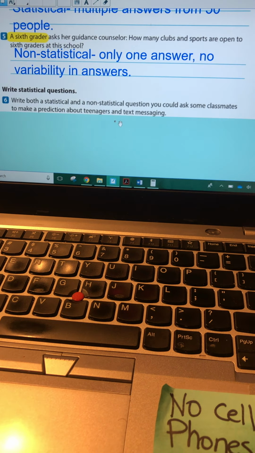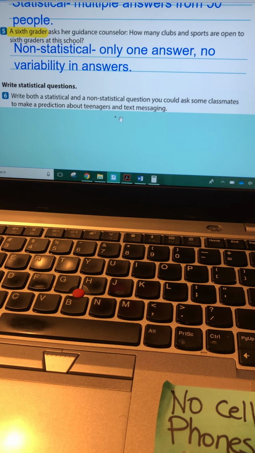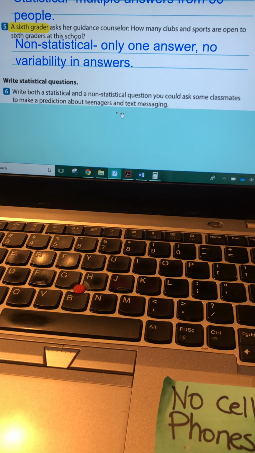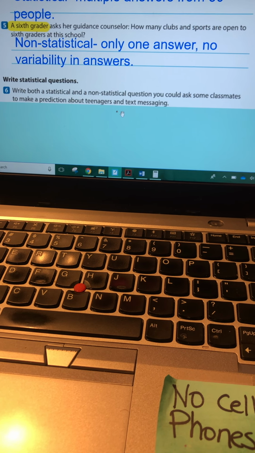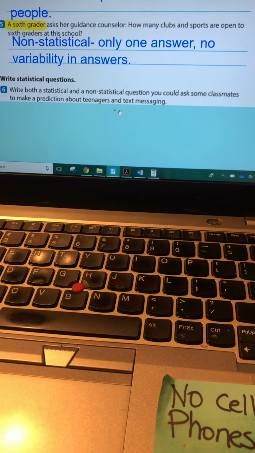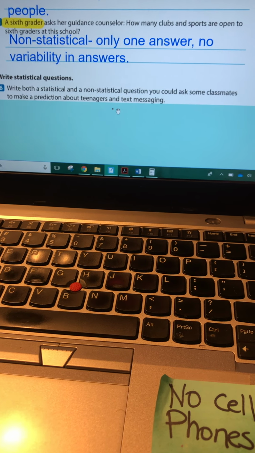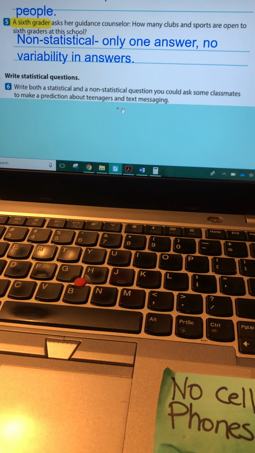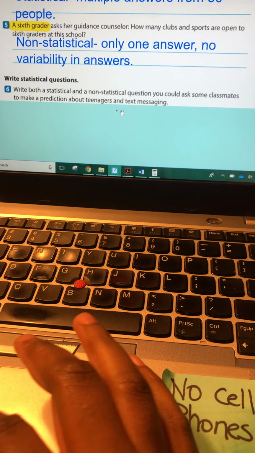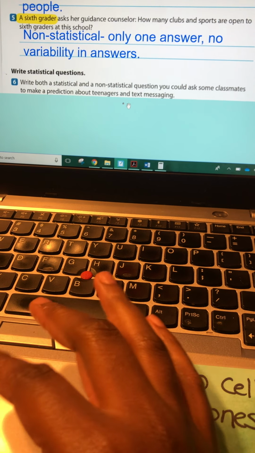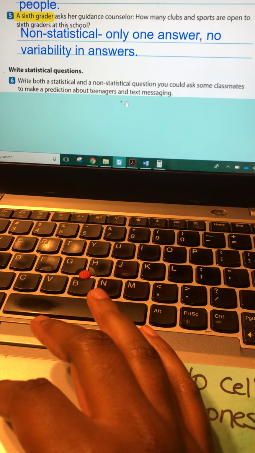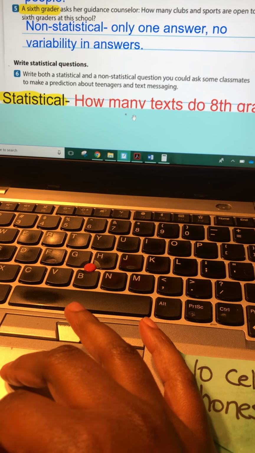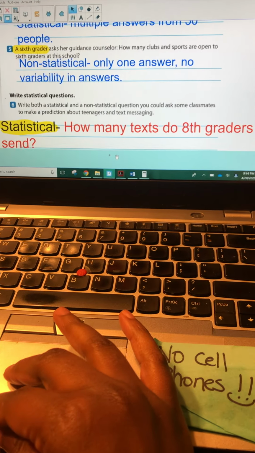All right, number 6, the directions tell us to write statistical questions. Write both a statistical and a non-statistical question. You could ask some classmates to make a prediction about teenagers and text messaging. Okay. So the topic here is teenagers and text messaging. So they want us to write a statistical question. So this is just something that I came up with. If you have another question that you would like to use instead of mine, then feel free. Okay. All right. So this is what I said for my statistical question.